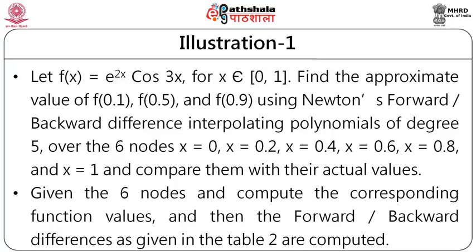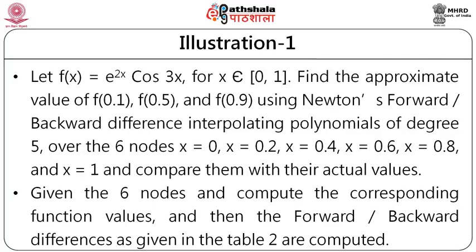Again we consider the same function that we were discussing earlier. So, f x is equal to e raised to 2 x into cos 3 x for x belonging to 0, 1. Find the approximate value of f 0.1, f 0.5 and f 0.9 using Newton's forward and backward difference interpolating polynomial of degree 5. Why we have selected these: 0.1 is nearer to the starting position, nearer to 0, 0.5 is in the middle of the interval and 0.9 is nearer to the end point.